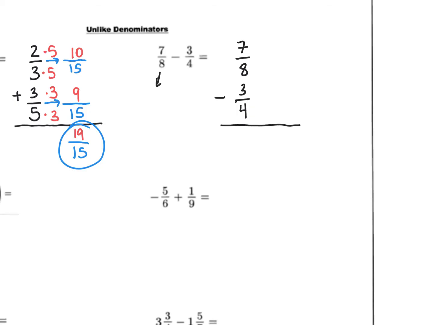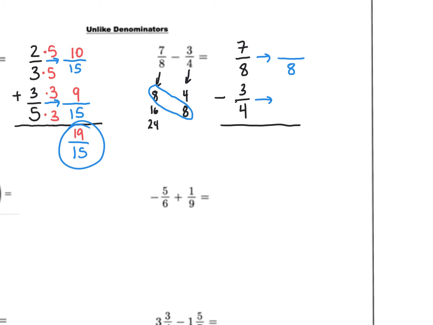So with 8, we go 8, 16, 24, and then with 4, we can go 4, 8, and it's like, oh, okay, there it is. Our common denominator is going to be an 8.